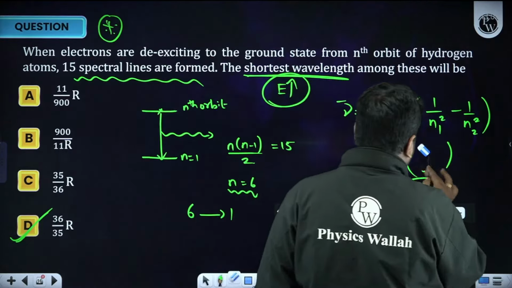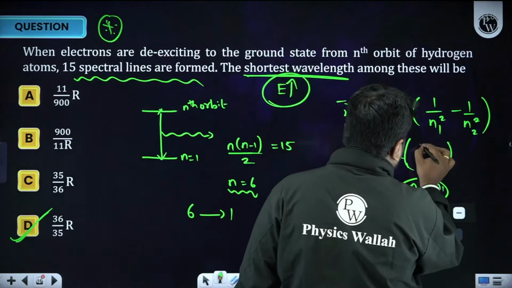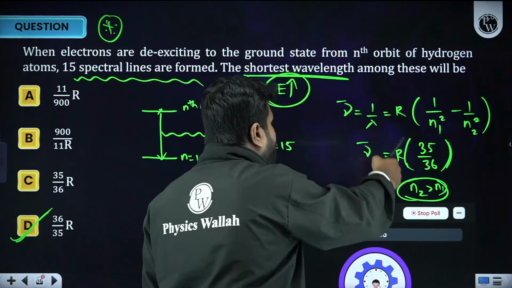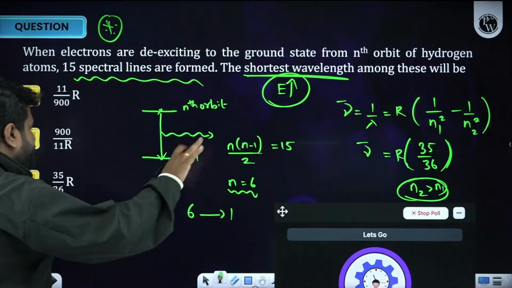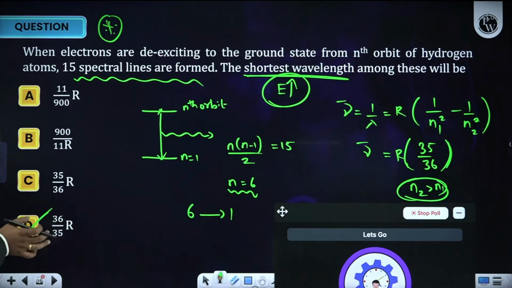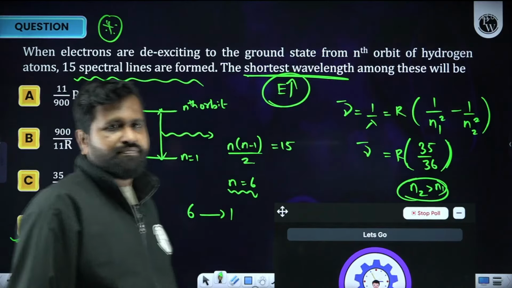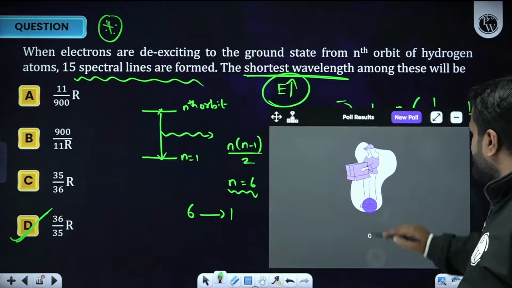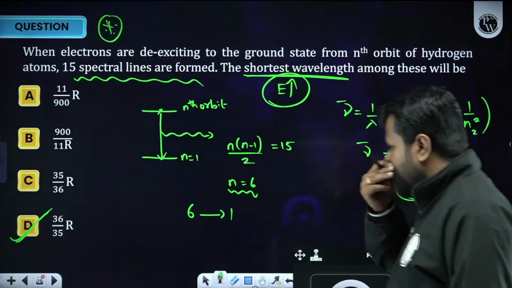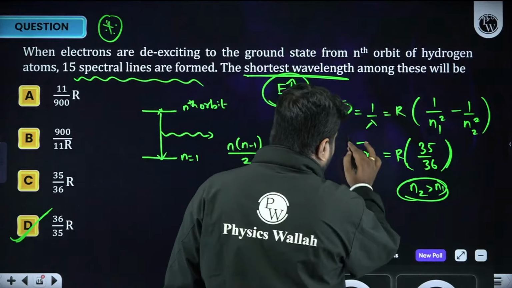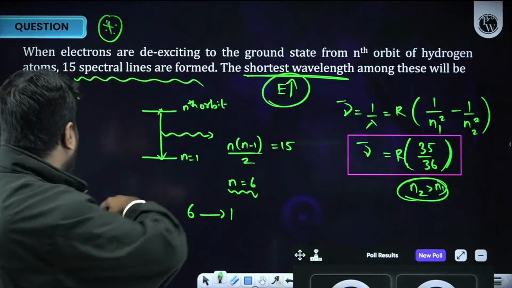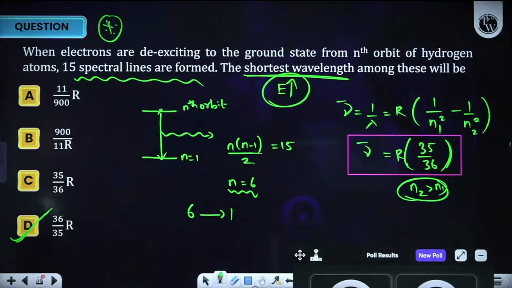But this is the reciprocal of wavelength, the wave number. Now they are asking wavelength. So wavelength will be 36 by 35 R. Is it clear? Everybody is getting an idea? So option D will be the correct answer. Here we will be getting 35 by 36 because wave number is nothing but the reciprocal of wavelength. In the question they are asking wavelength, so we need to take the reciprocal.